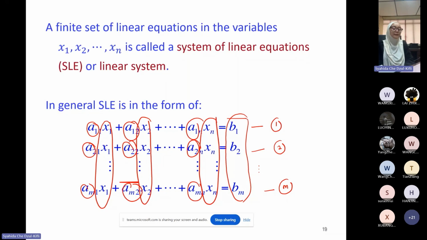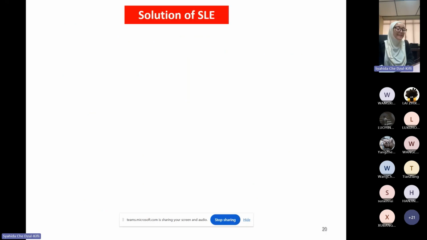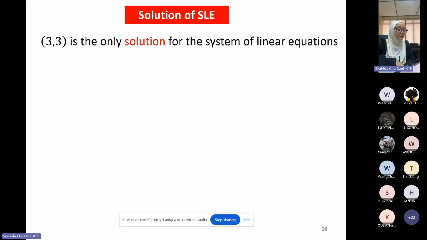Now we want to understand what is meant by solutions of a system of linear equations. We do know solutions of linear equations. Now, what about solutions for systems of linear equations? We start with an example. We have this system of linear equations, right?